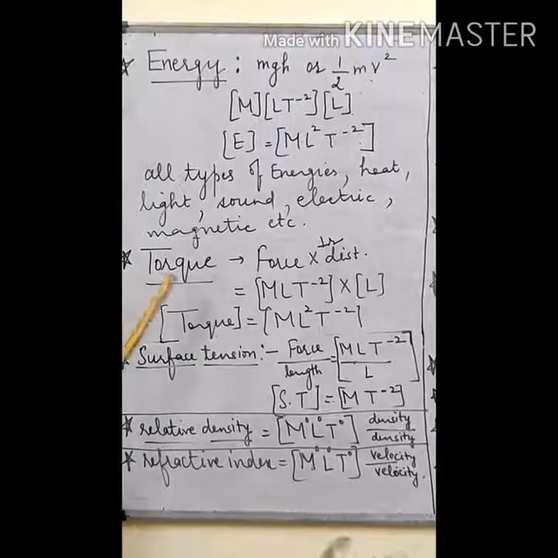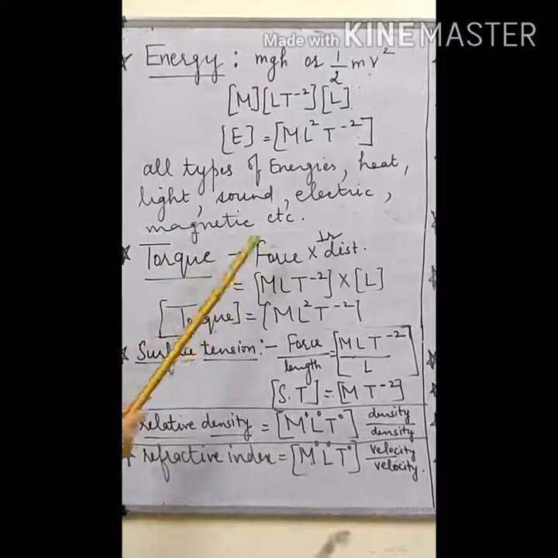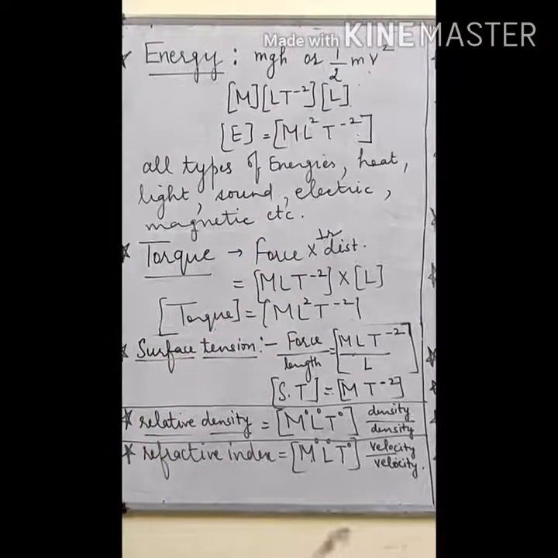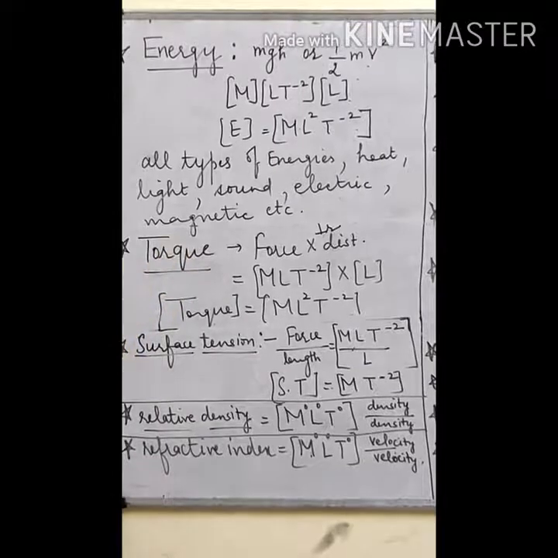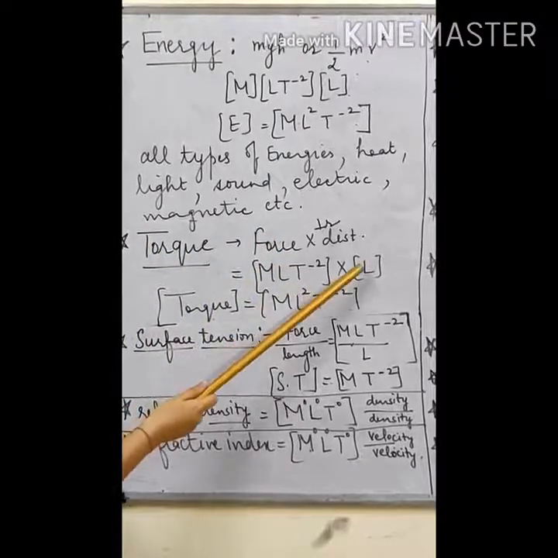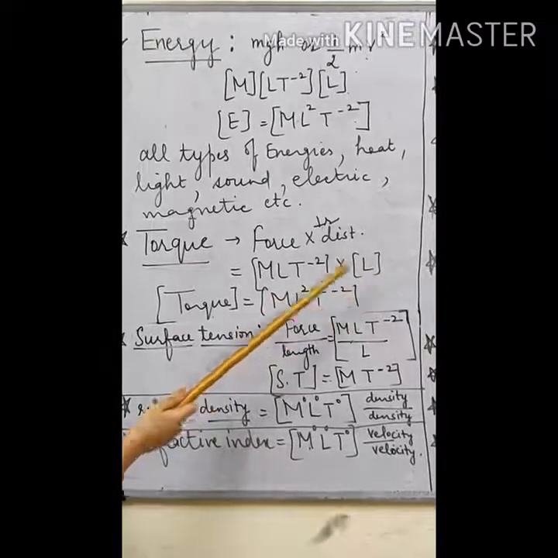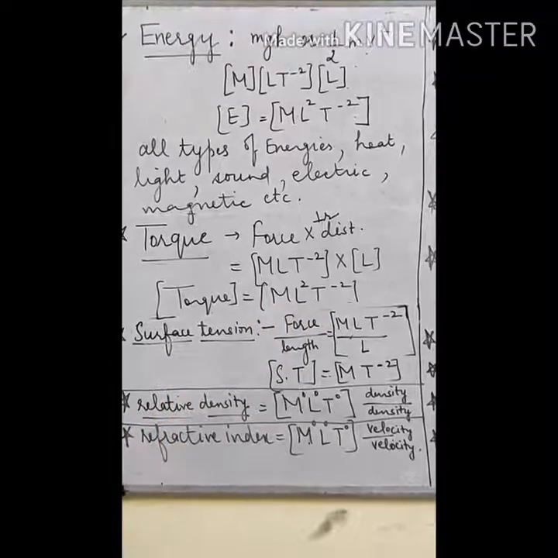Then coming to the torque. Formula for torque is force into perpendicular distance. This you will learn in 11th class. Torque is the rotational effect of force. Now, force MLT^-2, perpendicular distance L, the dimension of torque will be ML²T^-2.